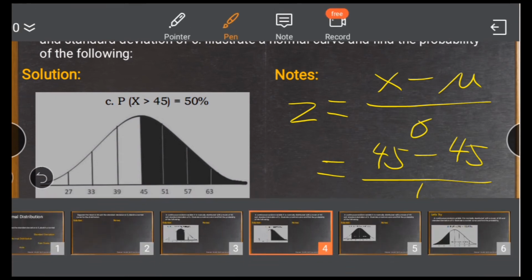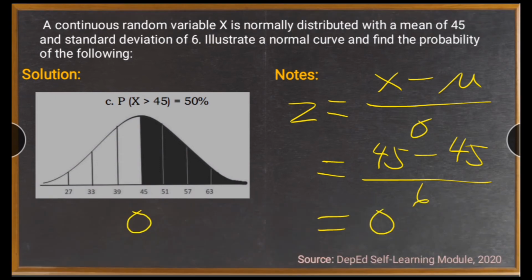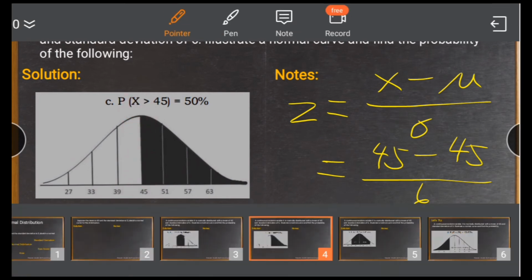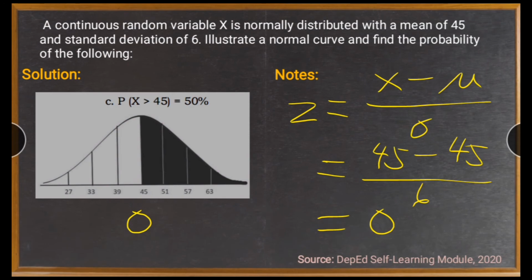And remember that the total area under a normal curve is 1 or 100%. Meaning half of it is what? 0.5. Half of it is 0.